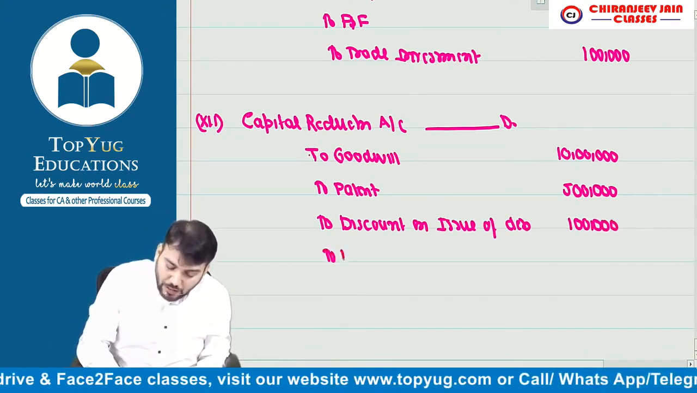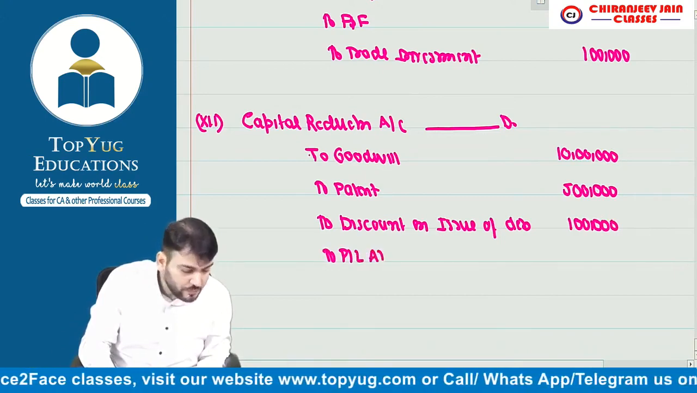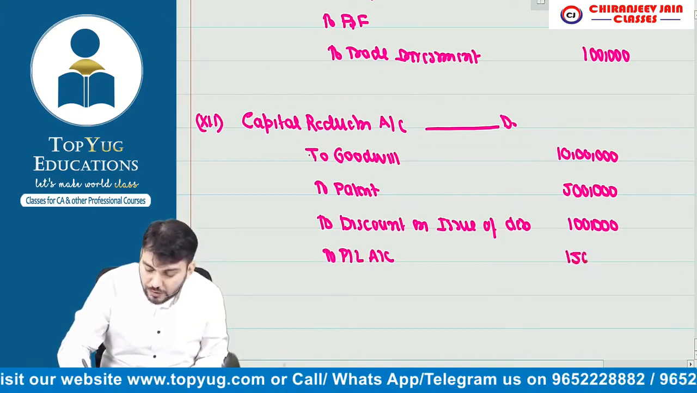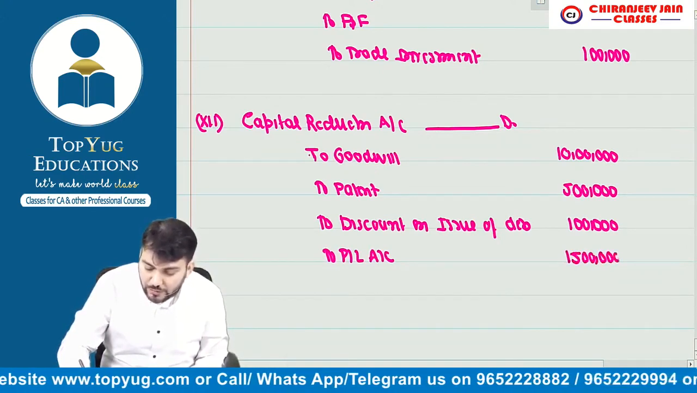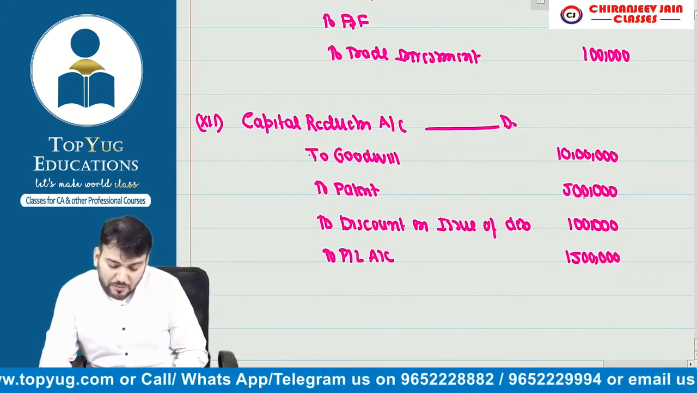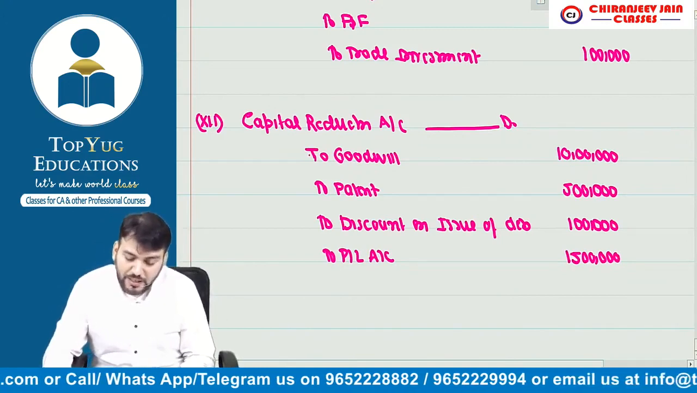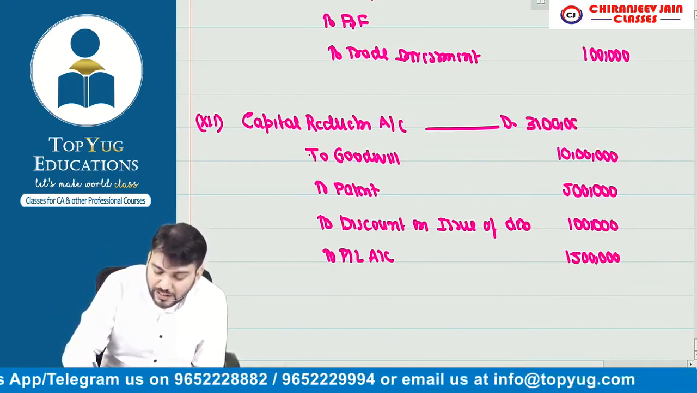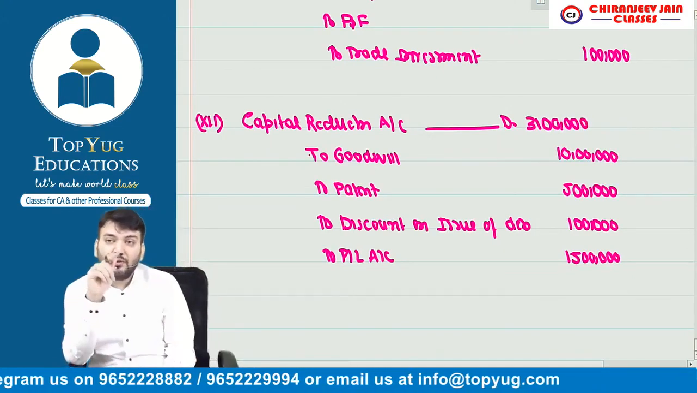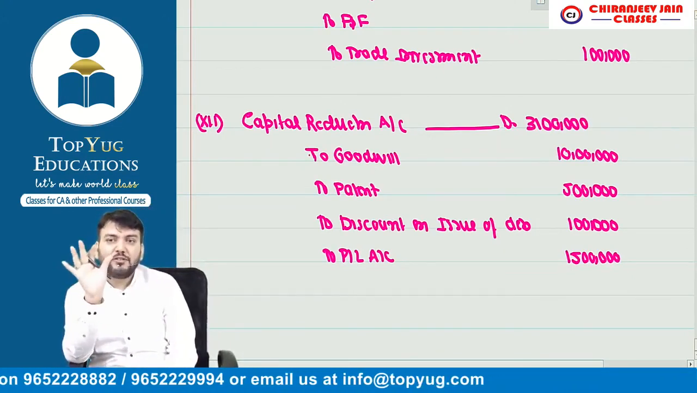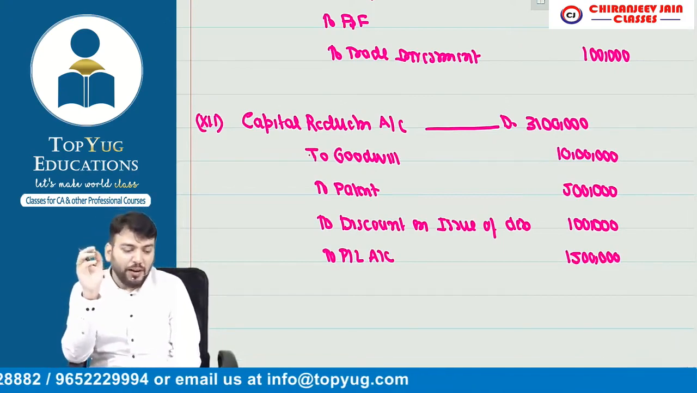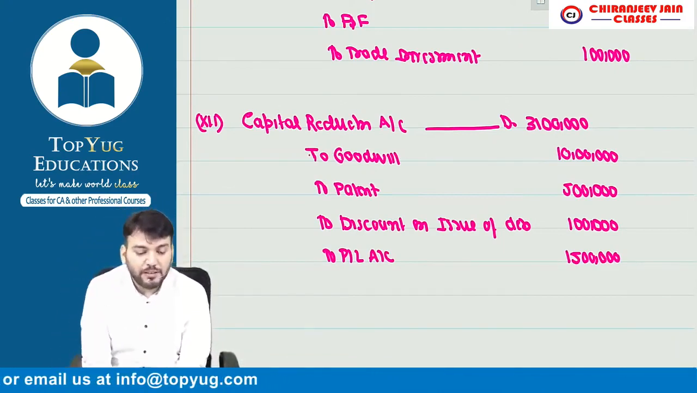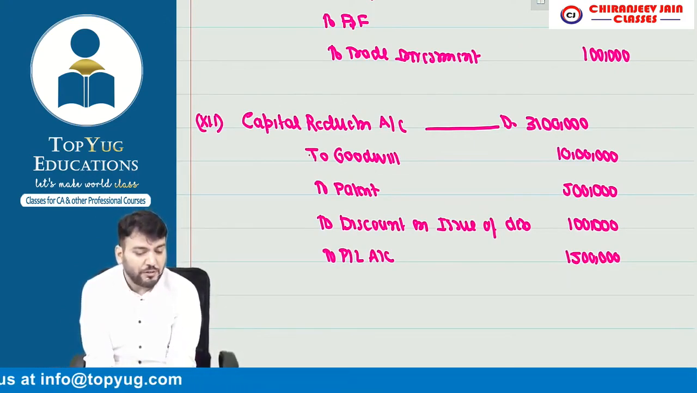Then to PL account, how much? How much did you say? 15 lakh. Total is how much? So 15 plus 5 is 20, 20 plus 10 is 30, 31 lakh. So this is 31 lakh. Correct? All the journal entries have been done. Now can you close the capital reduction account? Two sides, can you give me any balance? So can you find out the surplus of capital reduction account? Fast.